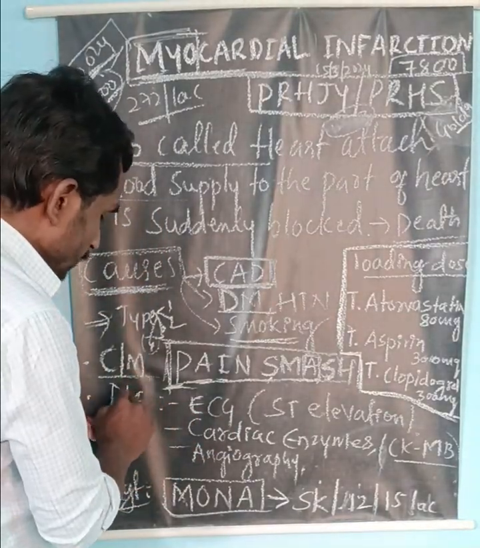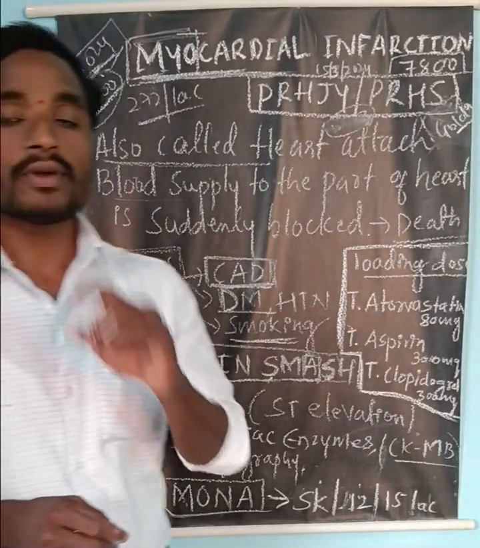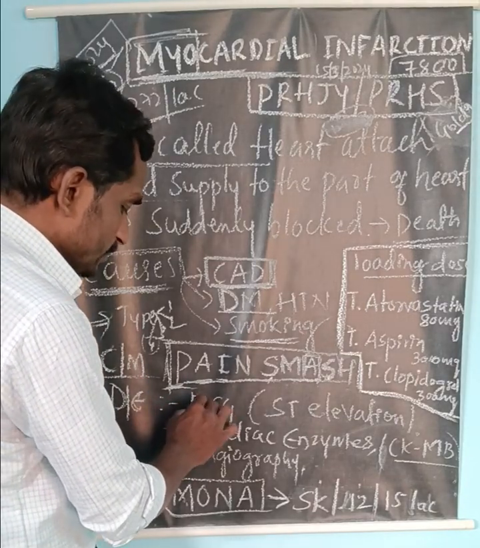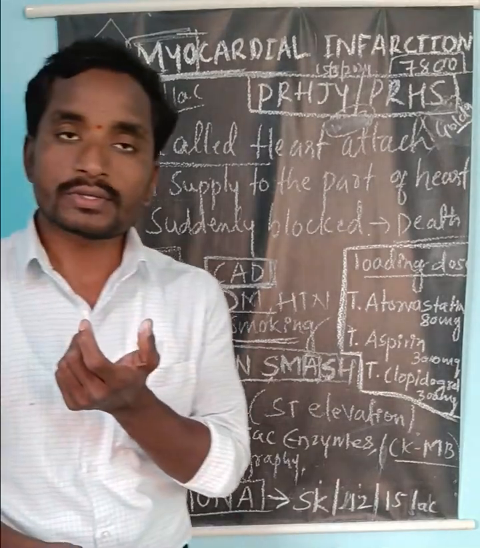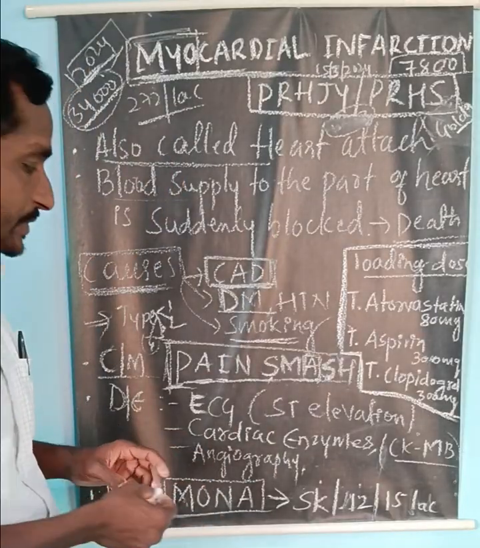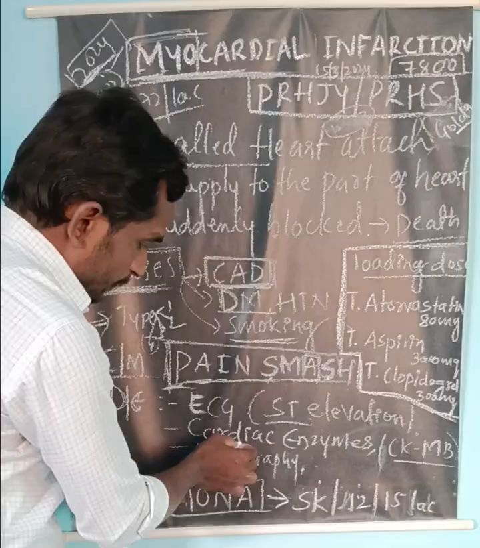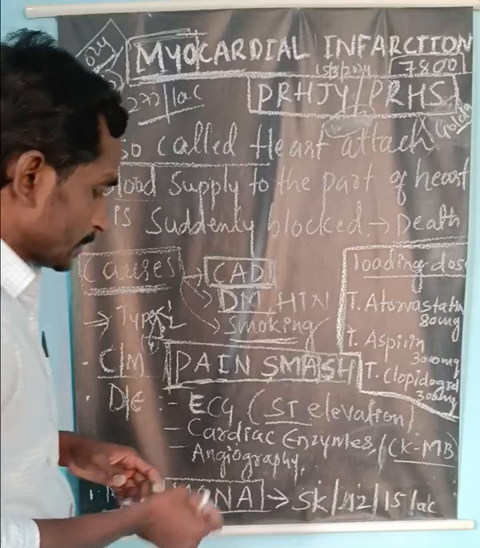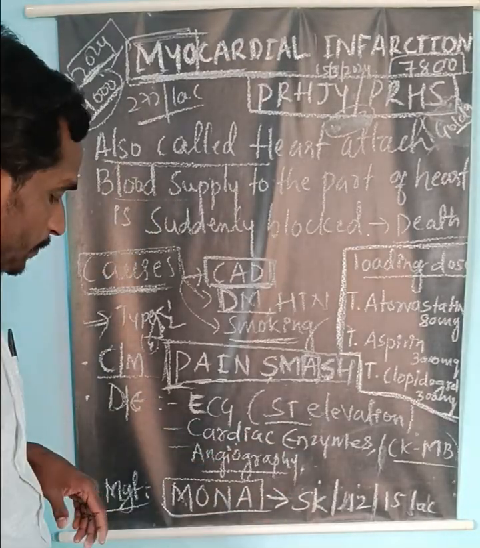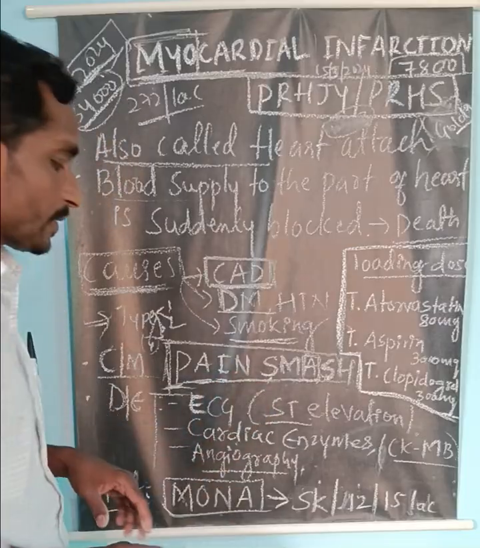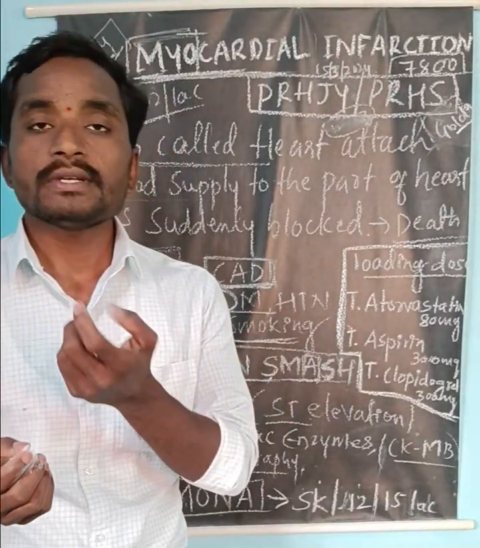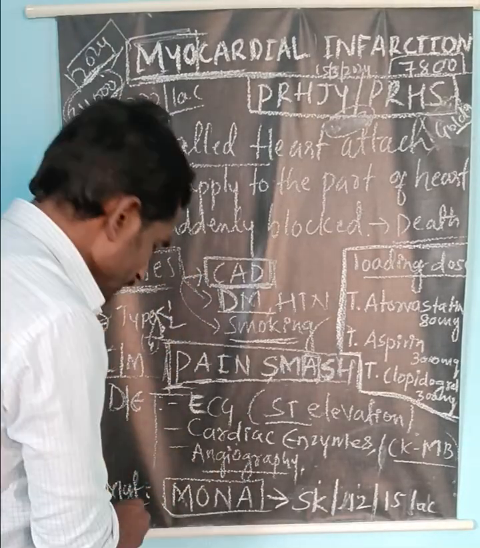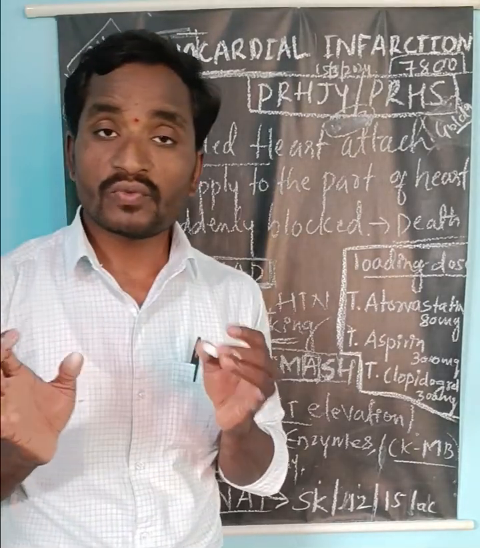Now, what diagnostic evaluations are we going to do to identify a myocardial infarction? The first is ECG. Depending upon the ECG, we rule out myocardial infarction by seeing the ST elevations. Then cardiac enzymes like troponin and CK-MB, that is creatine kinase, myoglobin, cardiac angiography, and 2D echo. These are the important diagnostic evaluations we use to diagnose myocardial infarction.